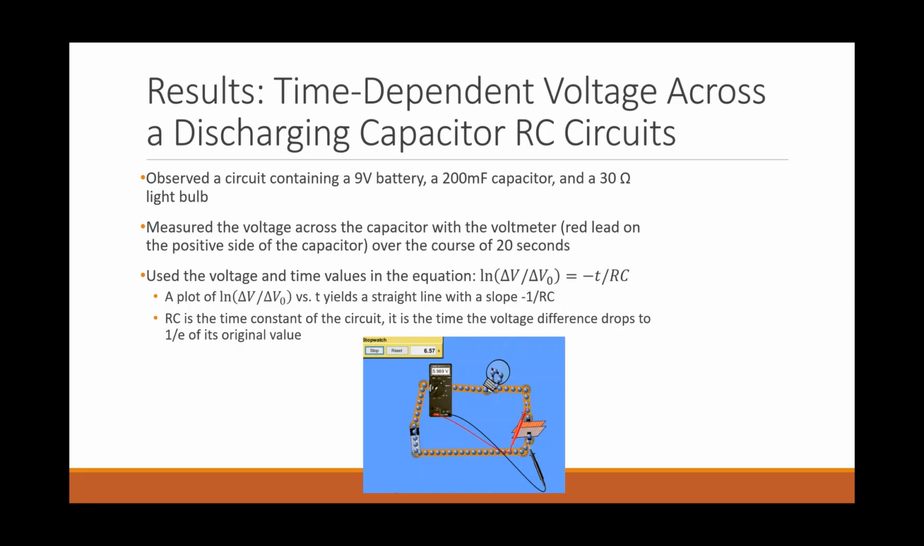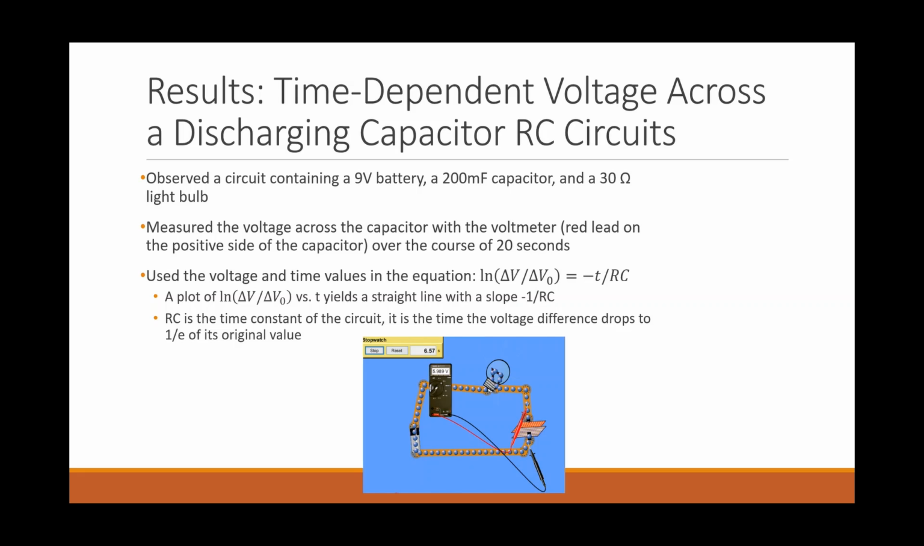I then looked at the time-dependent voltage across a discharging capacitor in an RC circuit. I observed a circuit containing a 9 volt battery, 200 millifarad capacitor, and a 30 ohm light bulb. I measured the voltage across the capacitor with a voltmeter over the course of 20 seconds. I used the voltage and time values in the equation ln(ΔV/ΔV initial) is equal to negative t divided by RC.